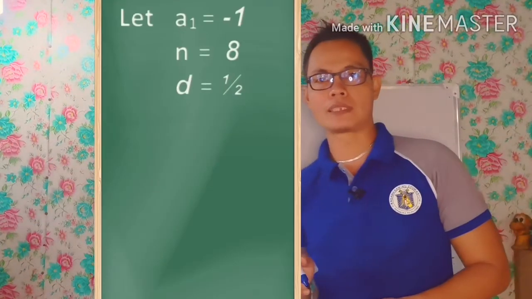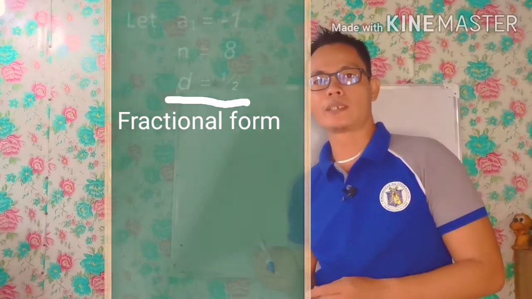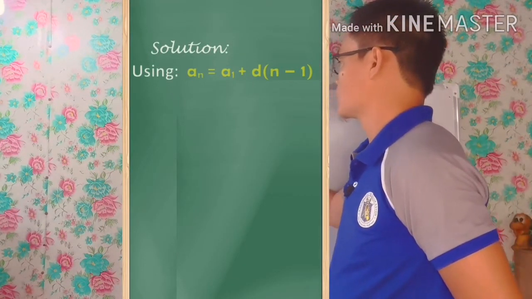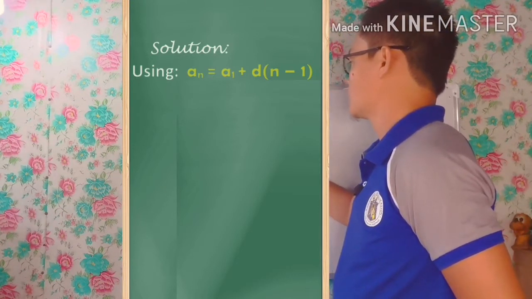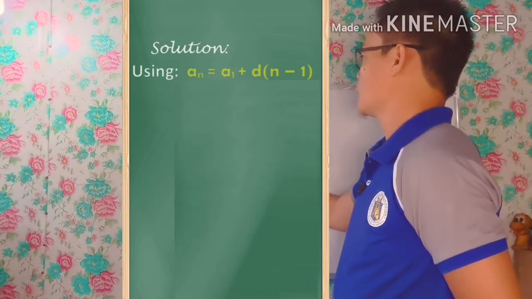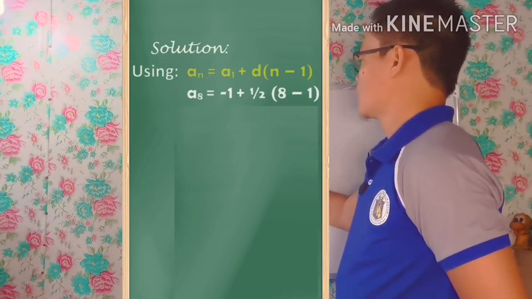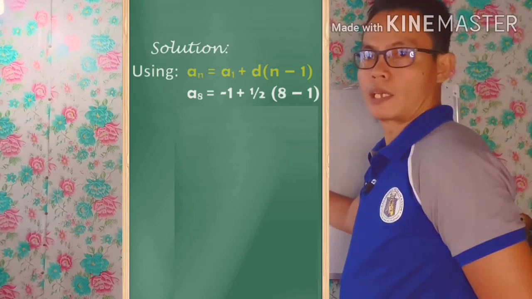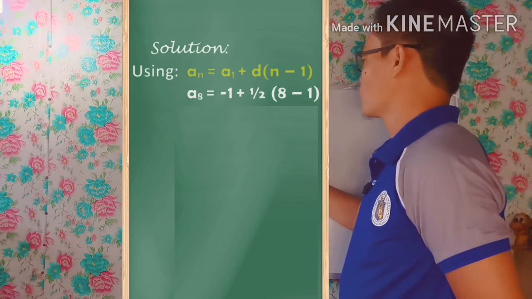In this type of example, we have a common difference in fractional form. Here is the solution for that. Using the rule a sub n equals a sub 1 added to the product of the common difference and n minus 1, we are going to replace n with 8. The first term is equivalent to negative 1, and we add the common difference of 1/2, and the value of n is 8 minus 1.